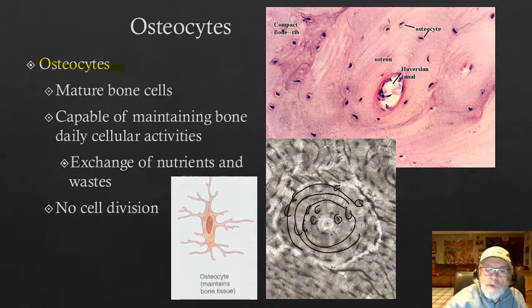Now the center portion right here, this area right here, is called the Haversian canal or the central canal. And that has the blood supply, arterial blood coming in and venous blood going out, as well as nerves and lymphatics that sit inside this central canal. So as a result, we start to build rings of bone around that central canal. That's called a Haversian system. I'll talk about that in a little bit.